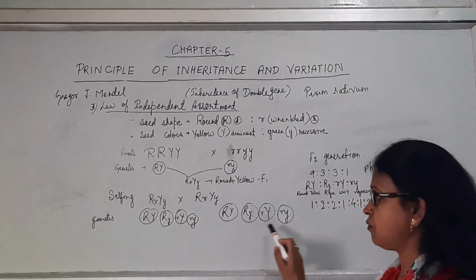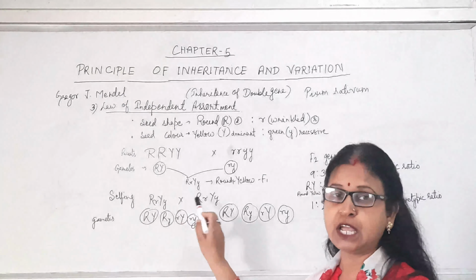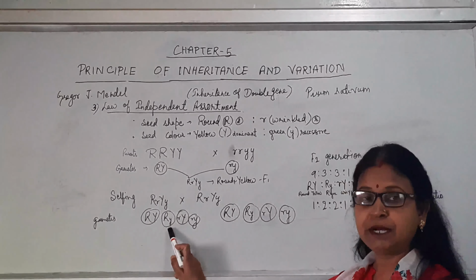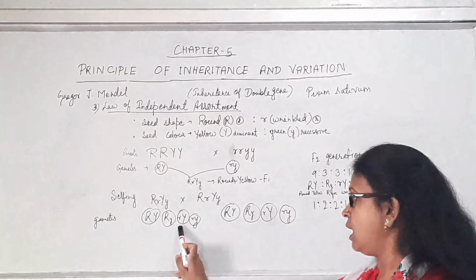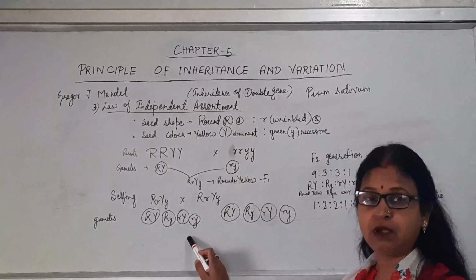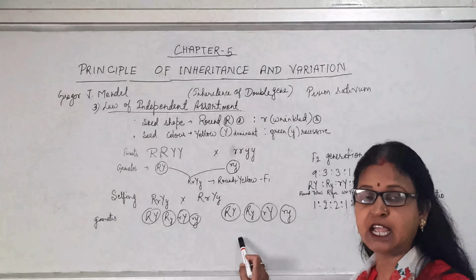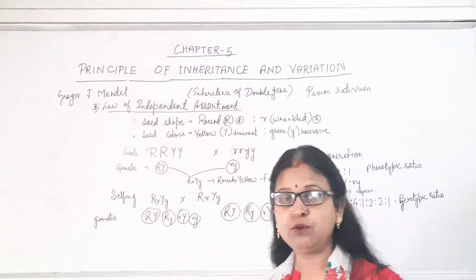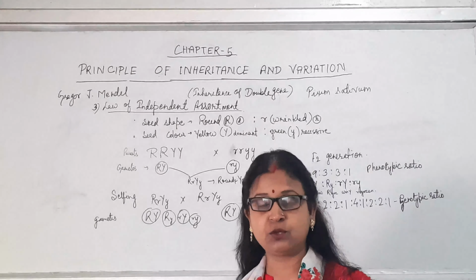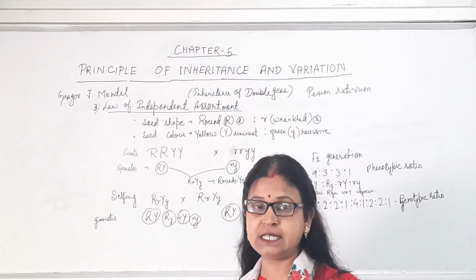Four types of gametes are produced by both types of parents. One is capital R capital Y, then capital R small y, then small r capital Y, and small r small y. In this way, 8 gametes are produced, which are used for showing the second filial generation through the checkerboard that we'll discuss in the figure.